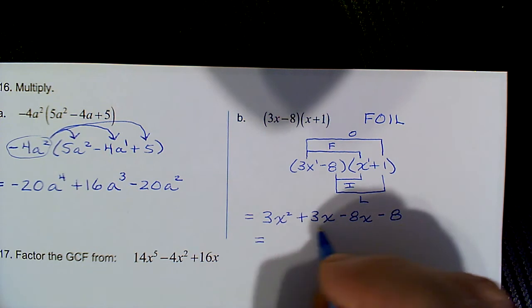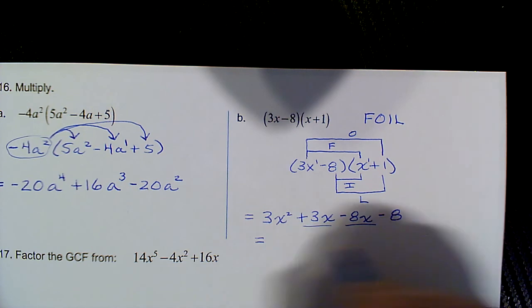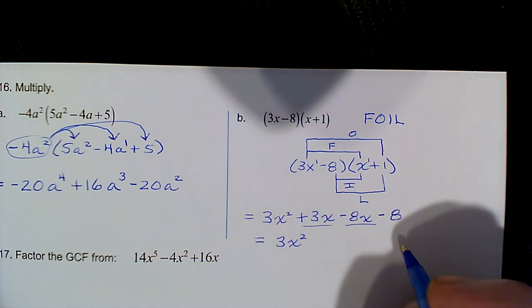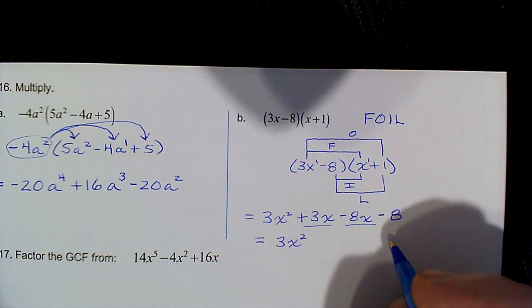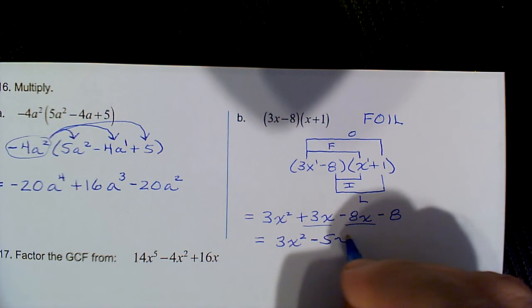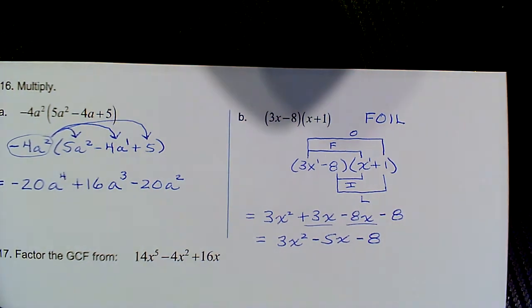And then, as we've seen many times, after foiling, the outers and inners can be combined. So the first term, 3x squared, recopied, and combining the 3x positive and the 8x negative, we get negative 5x, and then we just need to recopy that constant term of negative 8.